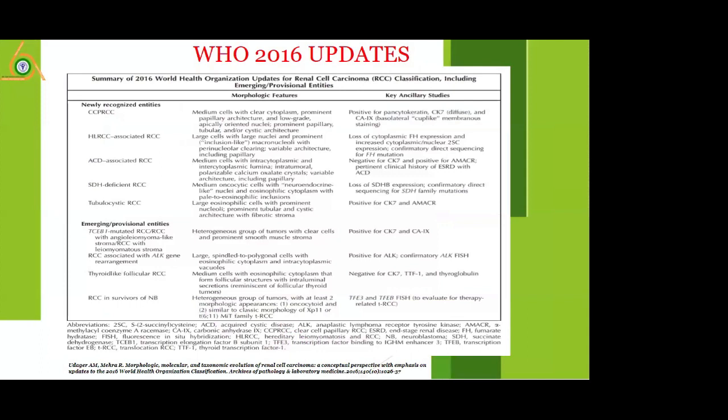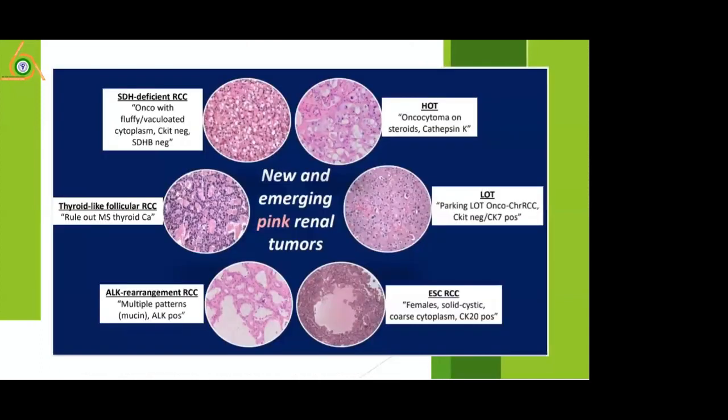So these are, yeah, go back to the previous slide. So these are a couple of new entities which have come up in the differential of oncocytic tumors. You must have heard about low grade oncocytic tumor, LOT, then eosinophilic solid and cystic RCC, ESC, then SDH deficient RCC. These are all oncocytic tumors which do not primarily show clear cells and do not show papillary morphology.